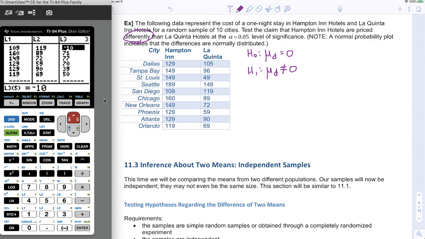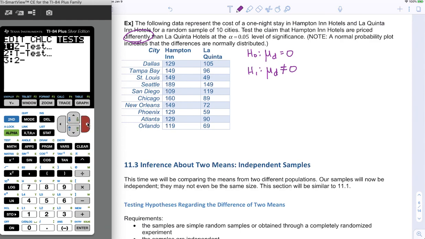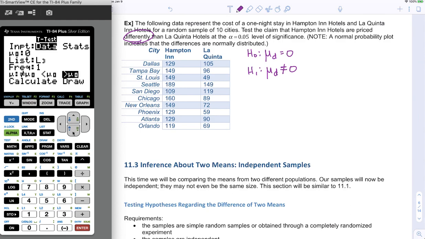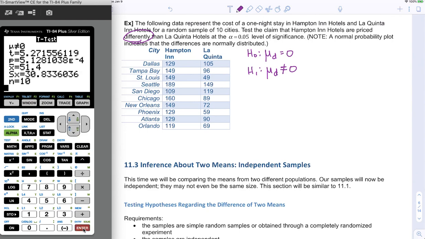Okay, so now that we have list 3 complete, we can go to our stat, tests, t-test. Okay, so all of this is the same as last time. Mu naught is 0. The list is list 3. We do need to change the alternative hypothesis to be a two-tailed test, a not equal to hypothesis. Then go down to calculate and press enter. And here we have a p-value. Now, it looks like p is 5.128.